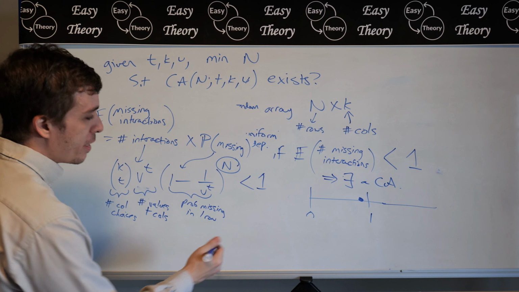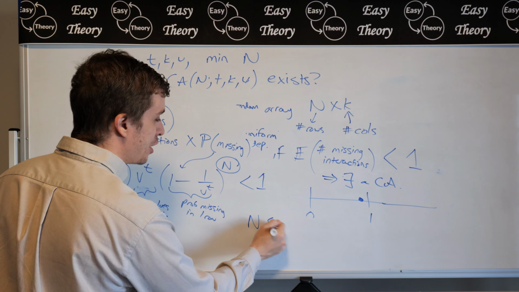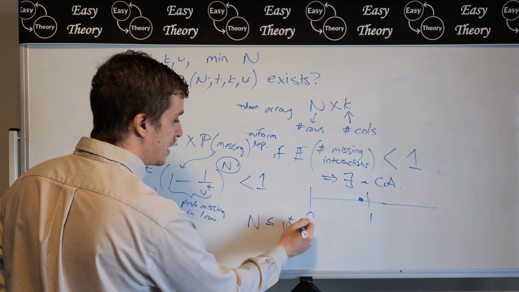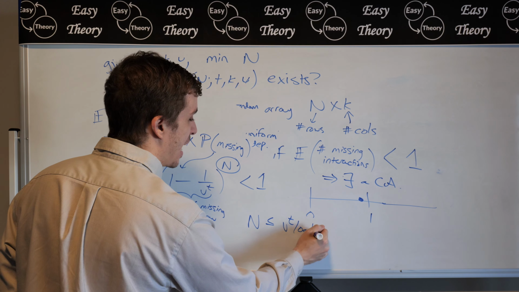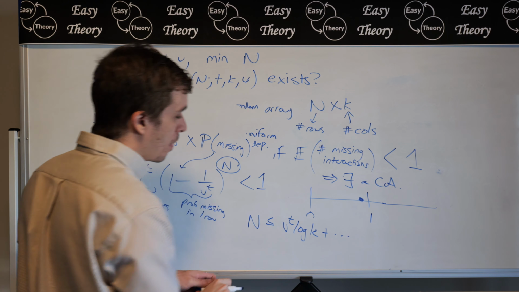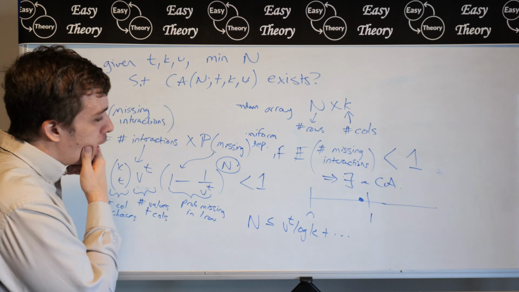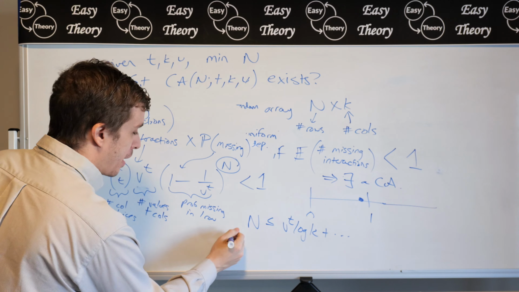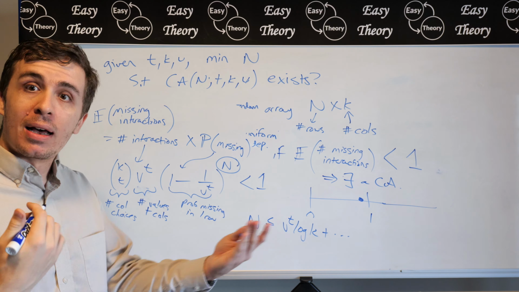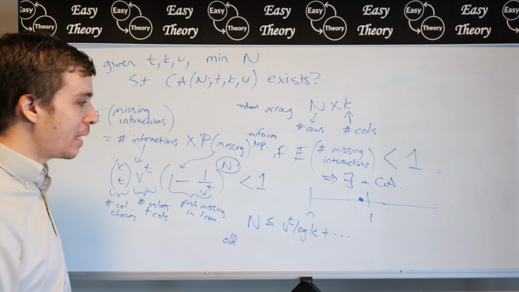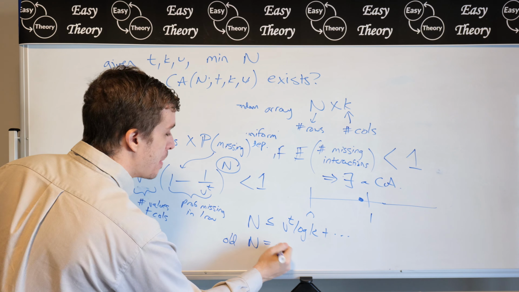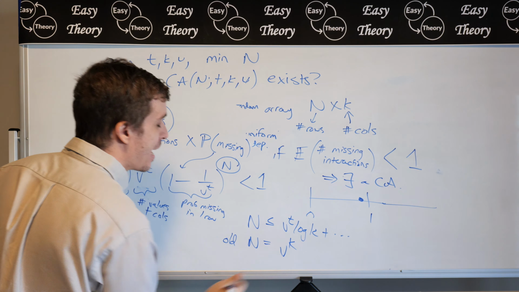So if you solve for n, what you get is that n is less than or equal to v to the t times log k plus some other stuff. And this isn't actually the exact constant that you get, but it's close enough. Whereas the old way of doing things, which is to do a complete exhaustive enumeration, is that n is going to be equal to v to the power k.